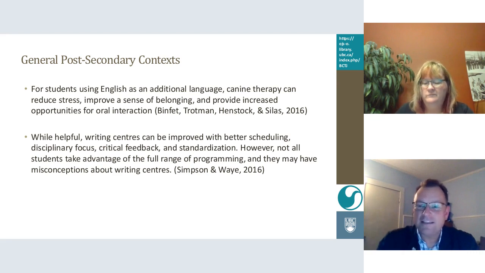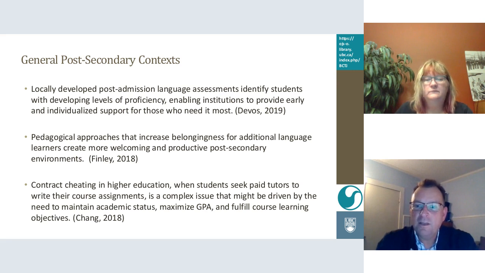Well, we've had studies about writing centers, showing what we can do in writing centers to improve them. We've had studies looking at language assessments in first-year post-secondary studies, and how schools developing their own language assessments is actually very beneficial. It's useful for helping specific students. We've had articles about belongingness and how to instill a sense of belonging in our students. And a very interesting article that we had was looking at contract cheating in higher education.